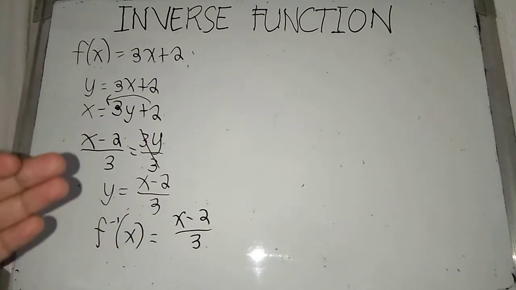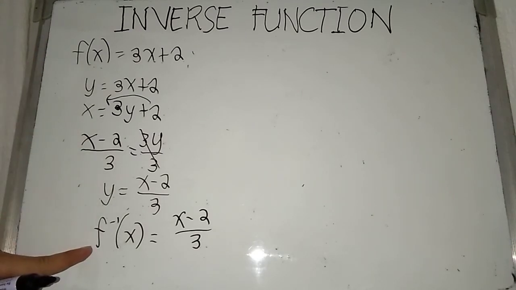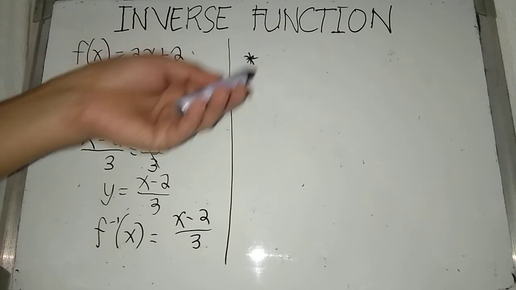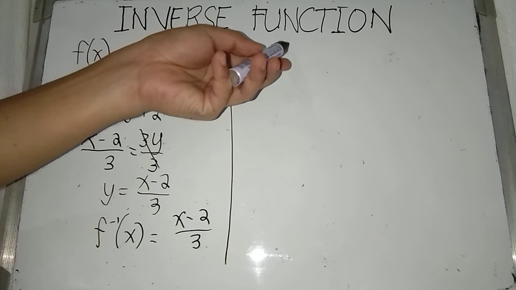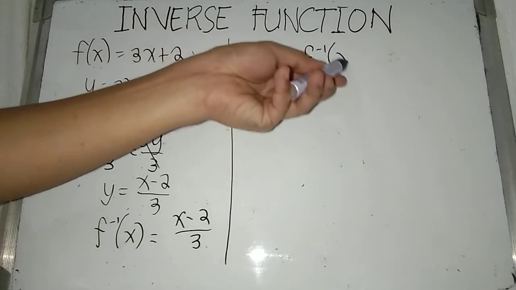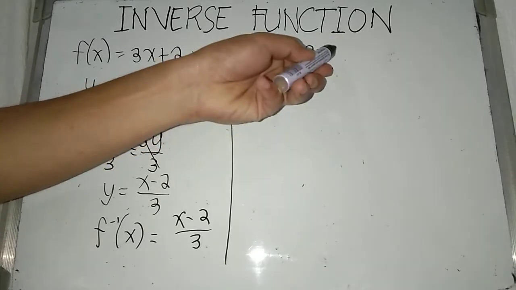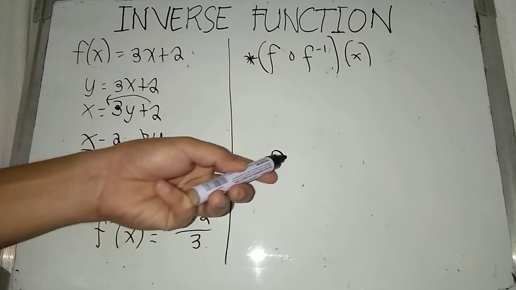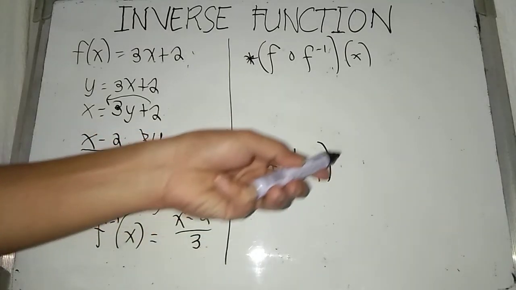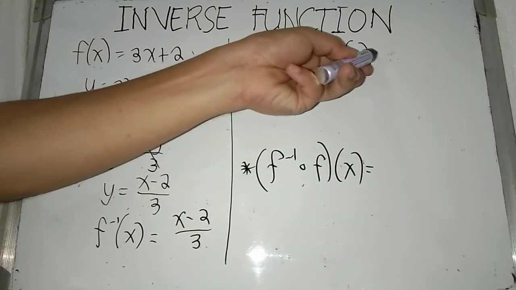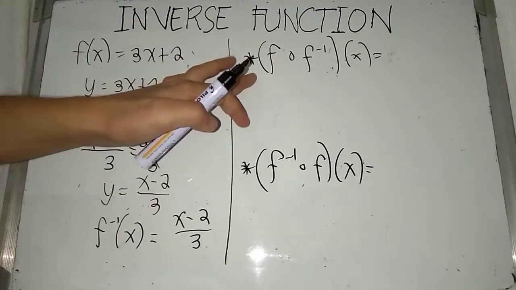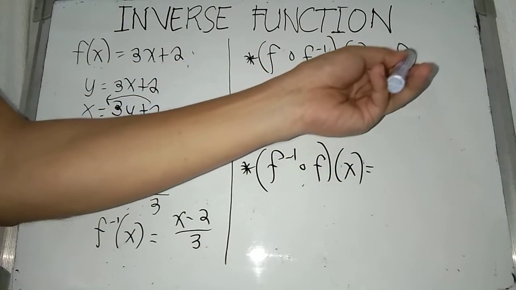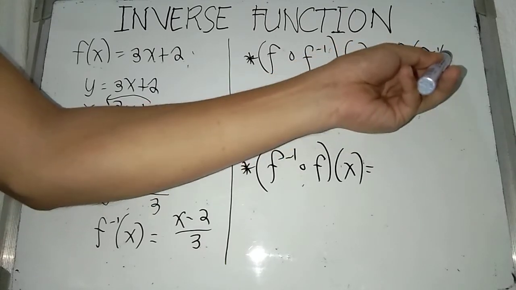But wait, we have to verify if our f function and f inverse are really inverses to each other. How to do that? First thing to do is that we are going to satisfy that f composite of f inverse of x and the second one, f inverse composite of f of x are having the same result. So from here, this is composite function. So what is f composite of f inverse of x? This is now f of f inverse of x.